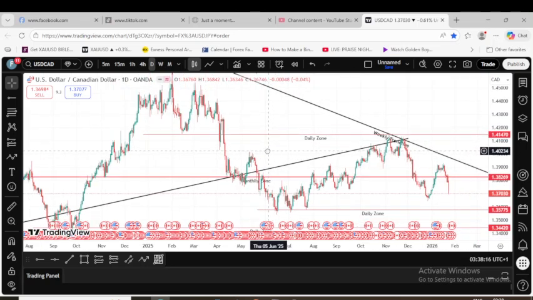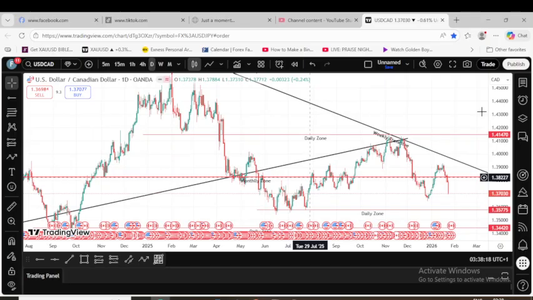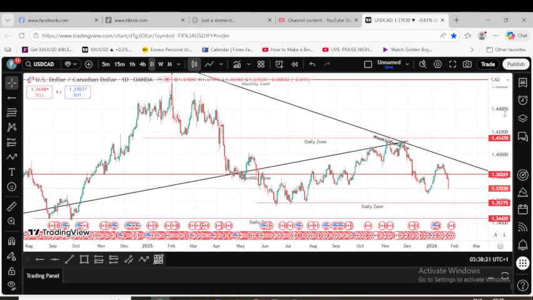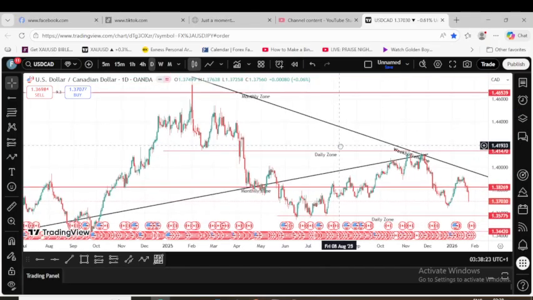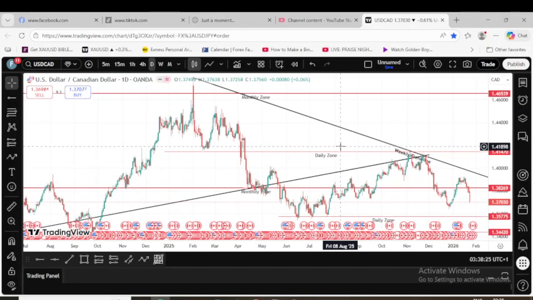Now we want to identify our trend origin. But in my opinion, I think that we might have a new trend origin that has just started.